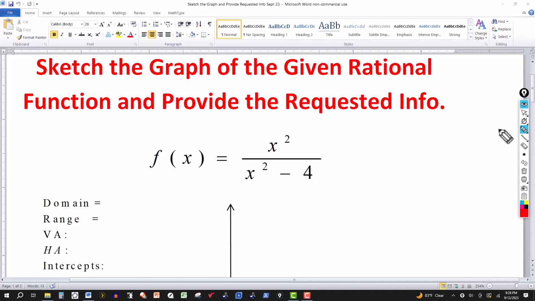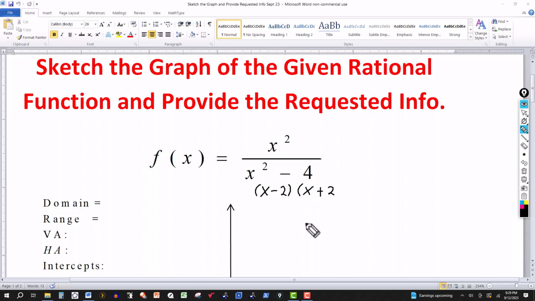Okay, so you'll always want to make sure that your function is in simplified form. So in this one, I'm going to factor the denominator. Got a difference of squares. So that's x squared minus 4 factors into x minus 2 and x plus 2.